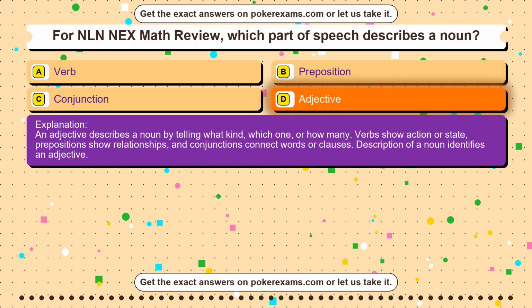Verbs show action or state, prepositions show relationships, and conjunctions connect words or clauses. Description of a noun identifies an adjective.